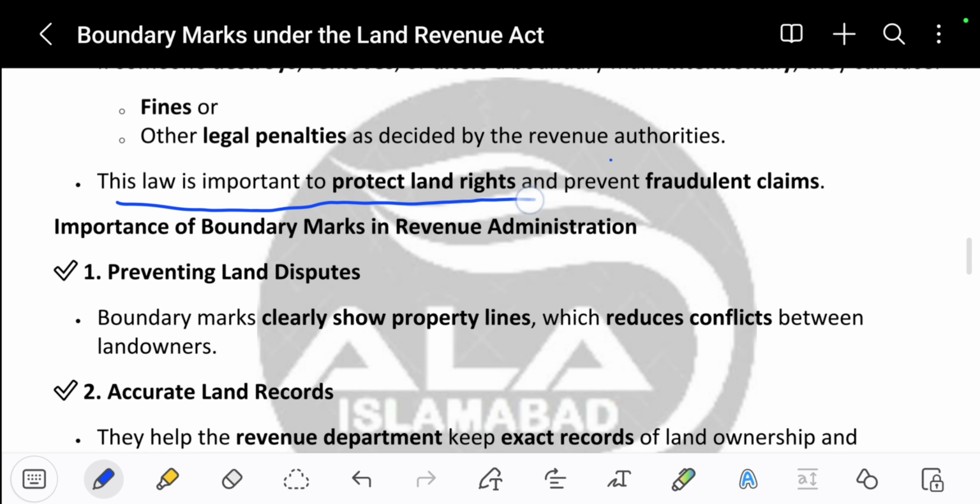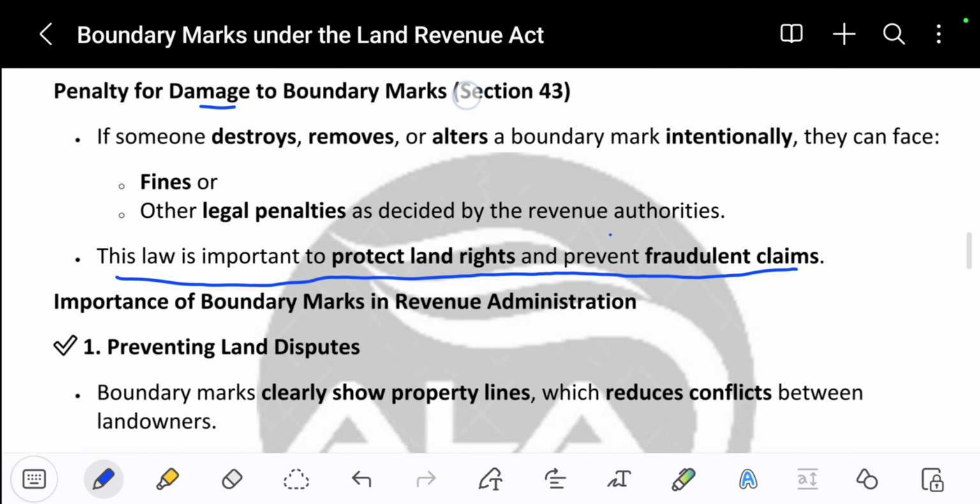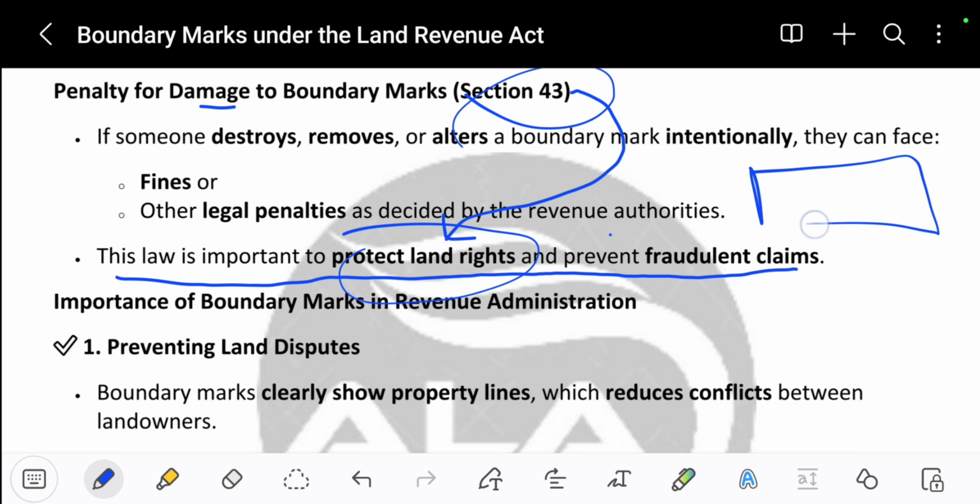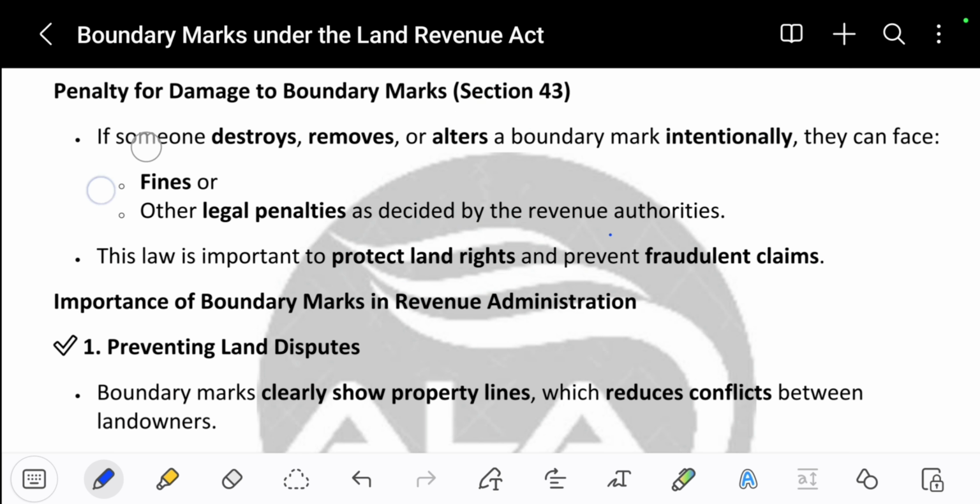This law is important to protect land and prevent fraudulent claims. So basically Section 43 is made in order to protect land rights. So basically if the boundaries are destroyed, then lands will get mixed up. That's the reason, if the land gets mixed up, both of the owners will not be properly protected. Their right of land will be destroyed, and they will be confused about which part of the land belongs to which one. So that's the reason these types of punishments are mentioned, so that both owners can be responsible in maintaining their boundaries.